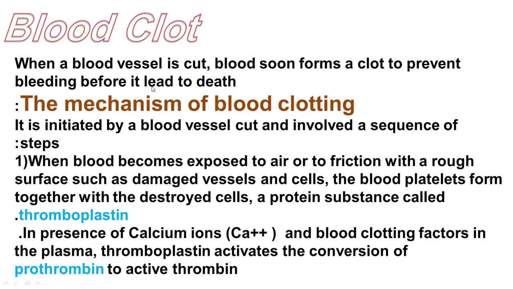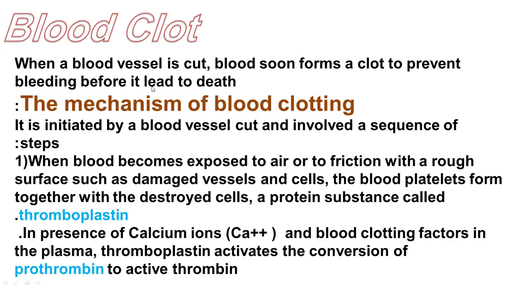Blood clotting or blood clot: when a blood vessel is cut, blood soon forms a clot to prevent the bleeding before it leads to death. The mechanism of blood clotting: number 1, when blood becomes exposed to air or friction with a rough surface such as damaged vessels and cells, the blood platelets form together with the destroyed cell. The first product from their union is the first protein, thromboplastin.